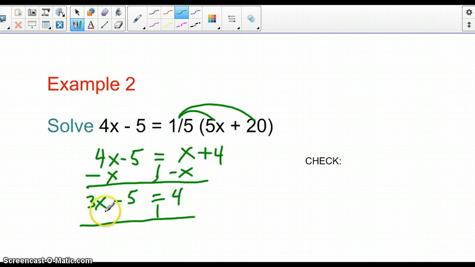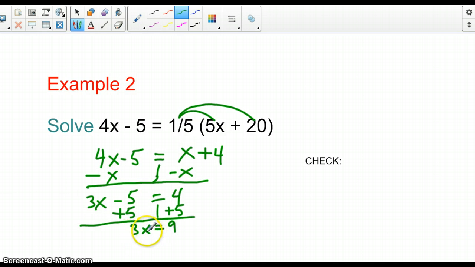We want to work to get this x by itself, so we've got to do the inverse operation of subtracting by 5, which is to add 5. What you do to one side, you got to do to the other. Negative 5 and positive 5 give you 0. So we got 3x equal to 9.